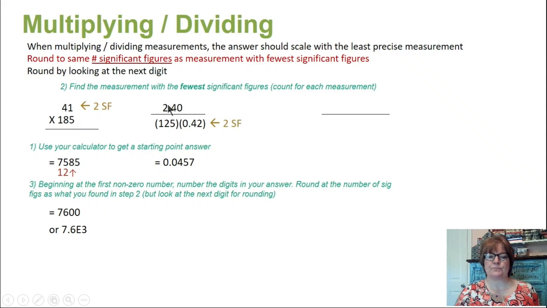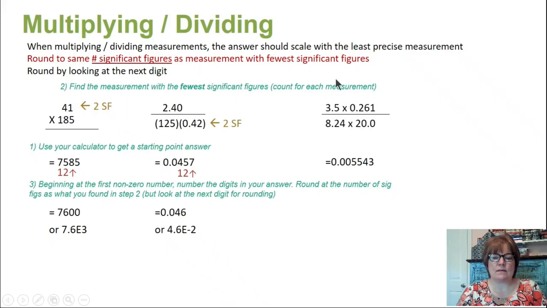So I go back to the first number. This number has 3. Remember, this is a significant 0. 3. This number has 2. Leading zeros are not significant, so this is 1, 2. That's going to determine how many significant figures my answer can have. I'm going to start with the first non-zero number. Remember, these are non-significant. They're leading zeros. So I go from the left until I get to the first non-zero number. That's going to be my first sig fig. And then 5 will be my next sig fig. I look at the next number. It's 7, so I'm going to round 5 up to 6. I could also put it in E notation.